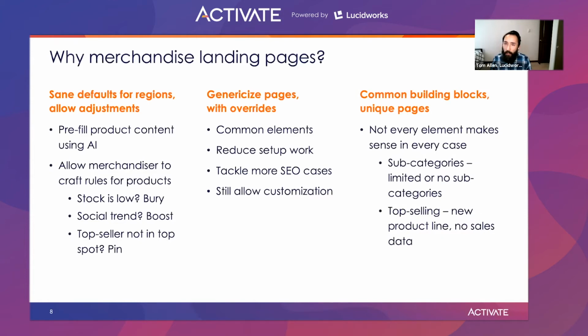The third case you can do is have common building blocks but unique pages. So in this case, you're making a menu of items for the merchandiser to grab from and put on pages. It might not make sense to have the same exact layout of landing pages for every use case. So let's say that your subcategories, if you have a subcategory spotlight, it might not make sense if you have limited or no subcategories for that page. Or let's say it's a new product line. You don't have top selling data because you don't have any sales data yet. It might make sense to remove these regions or put in different ones.